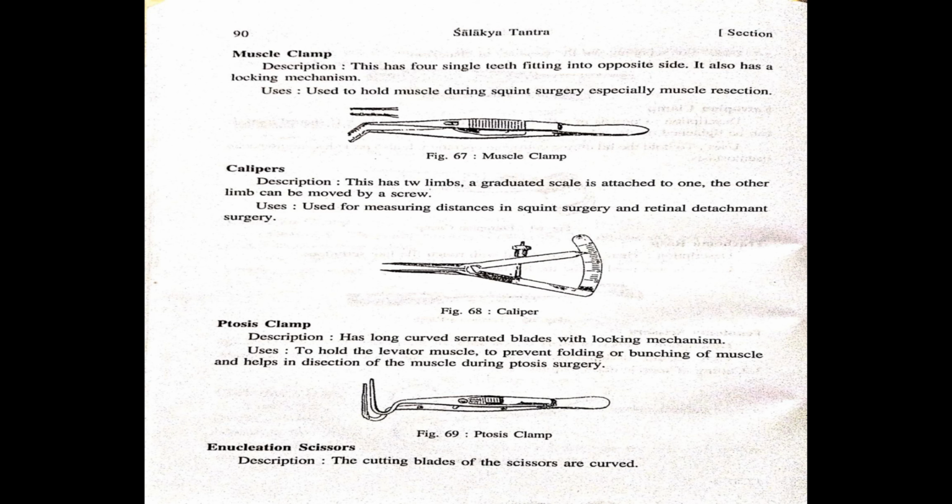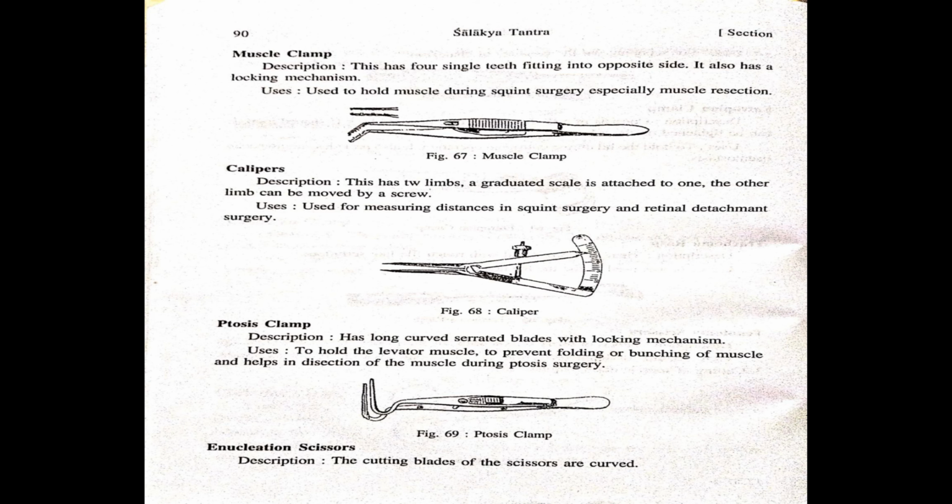Ptosis clamp. Description: has long curved serrated blades with locking mechanism. Uses: to hold the levator muscle, to prevent folding or bunching of muscle, and helps in dissection of the muscle during ptosis surgery. Figure 69, ptosis clamp.